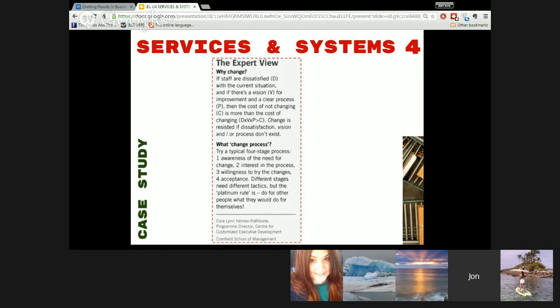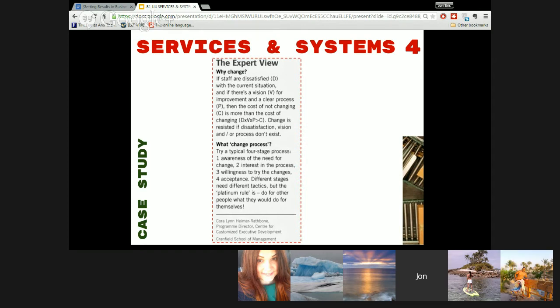What change process? Try a typical four-stage process. First, awareness of the need for change. Second, interest in the process. Third, willingness to try the changes. And fourth, acceptance. Different stages need different tactics, but the platinum rule is do for other people what they would do for themselves.